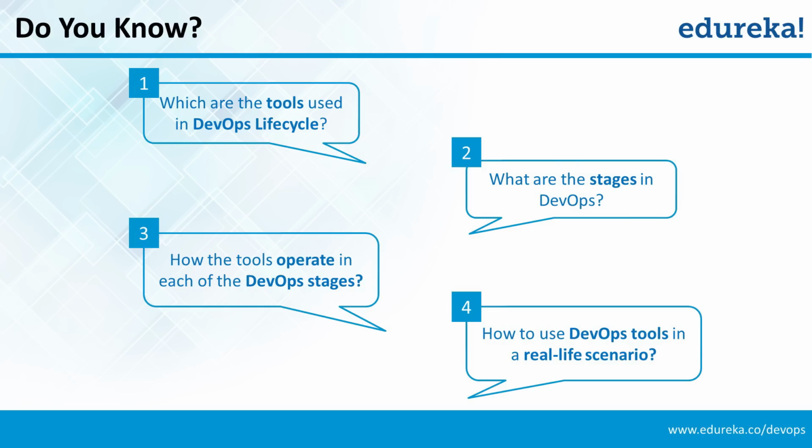So this is what we are going to discuss today. We will understand about different stages in DevOps. We will see which tools are used in DevOps approach and also how these tools operate in each of the DevOps stages. I will talk about a use case where I will show how Edureka is following DevOps approach to deploy a new homepage on select audience.